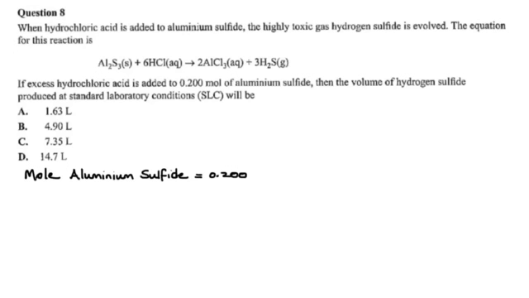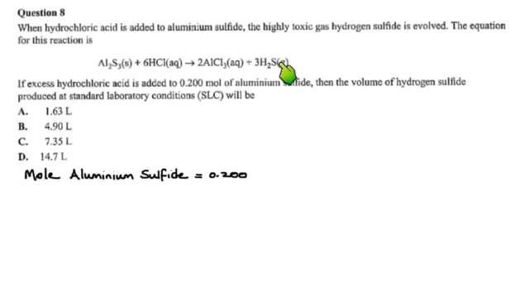Alright, what have we got? Some hydrochloric acid is added to aluminium sulfide, and when that happens, the highly toxic gas hydrogen sulfide, which is rotten egg gas, is evolved. The equation for this reaction is, alright, feast our beady eyes upon it. So if excess hydrochloric acid is added to 0.2 moles of aluminium sulfide, then the volume of hydrogen sulfide produced at SLC will be, alright, that's a pretty straightforward question.